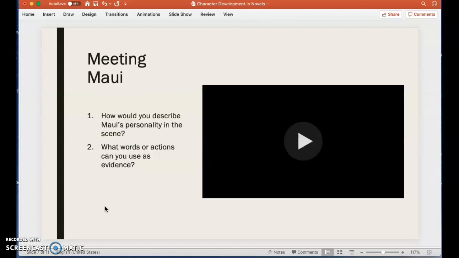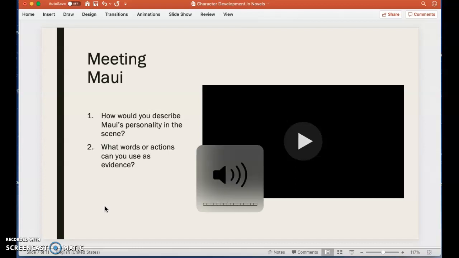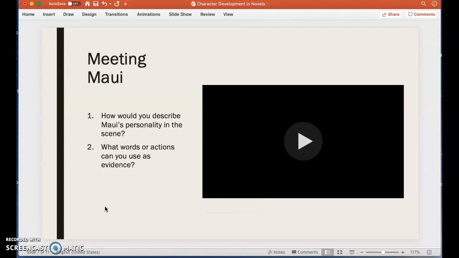What we're going to do is play this clip. I hope it works. If it doesn't, just click on it in the slide. This is from the movie Moana. It's where you meet the character of Maui for the first time. And I know you've already seen it, and you probably know how it ends. But I want you just to think about.